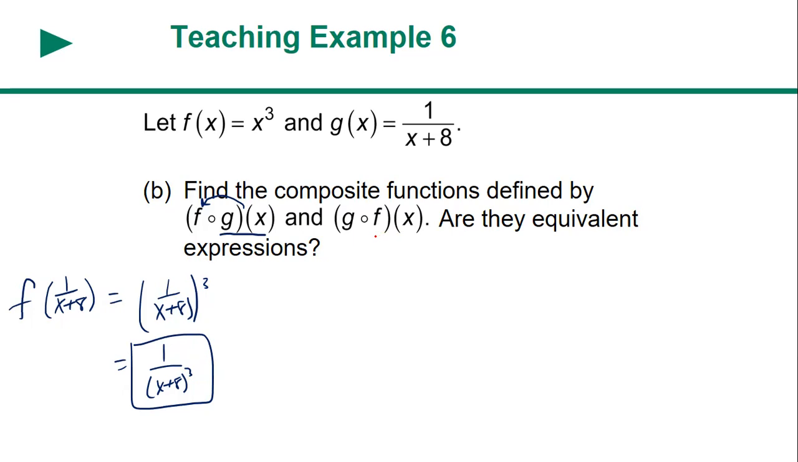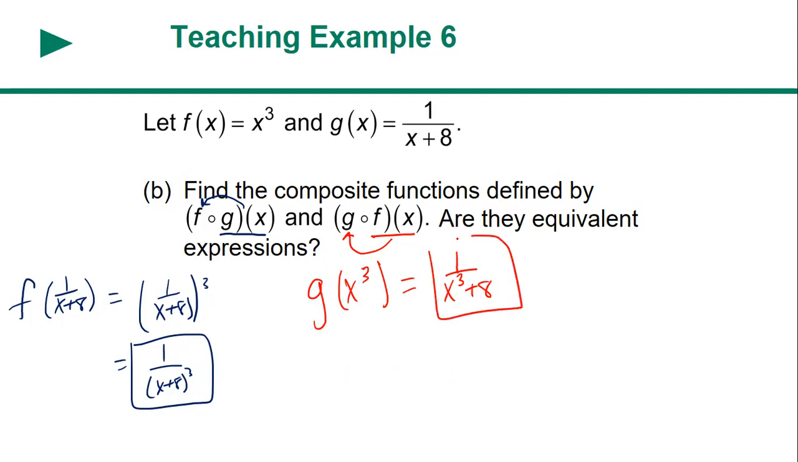So this time you're gonna do F of X, and you're plugging F of X into G. So now we're gonna have G composed of X to the third, which equals, wherever there's an X, it now becomes X to the third, 1/x to the third plus 8. And it's asking, are these the same thing? And the answer is not equivalent.